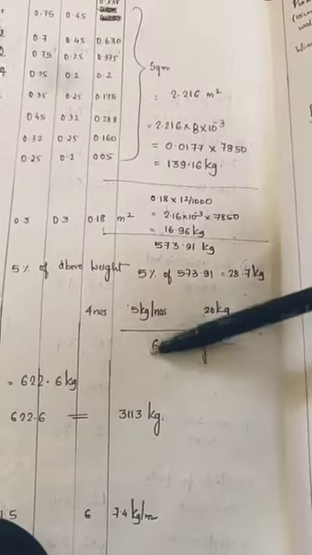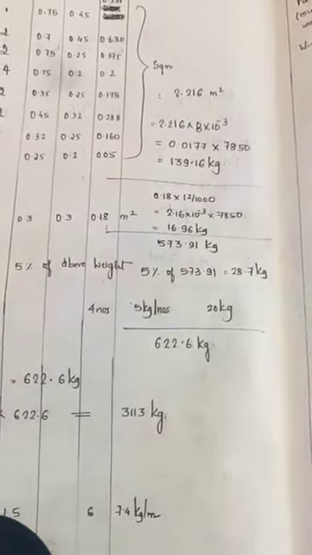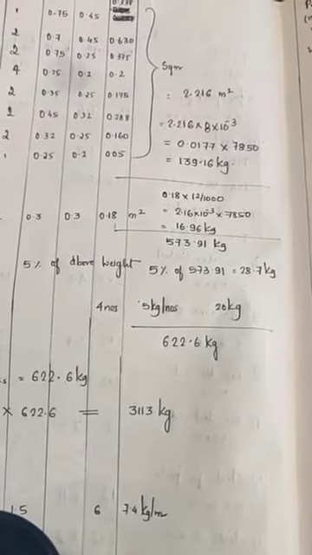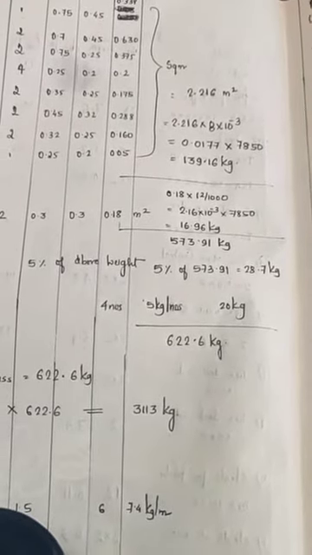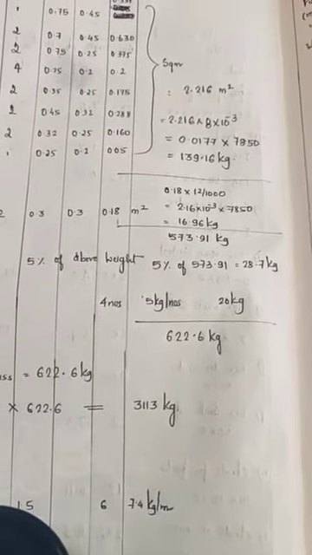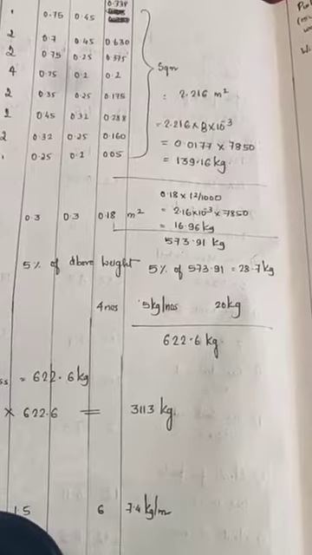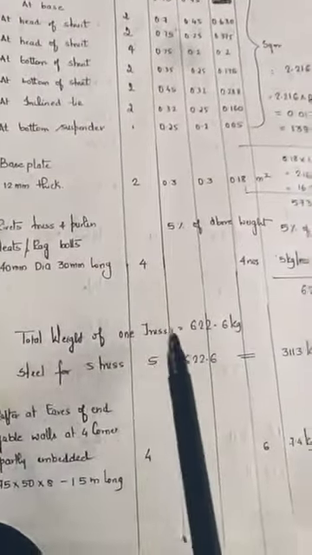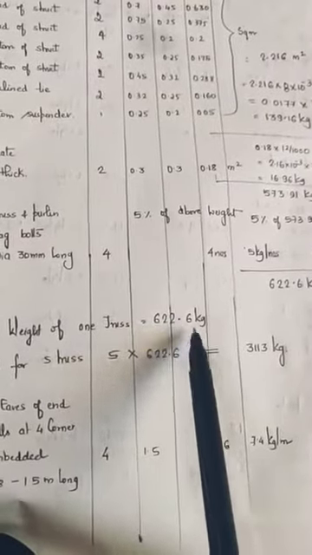So total till this part, whatever you calculate, the final weight you get is the weight of one truss. That includes everything, all the member weight you have calculated, bolts, nuts, everything that is included and required for the construction of one truss. Now, we know the weight of one truss is 622.6 kgs.